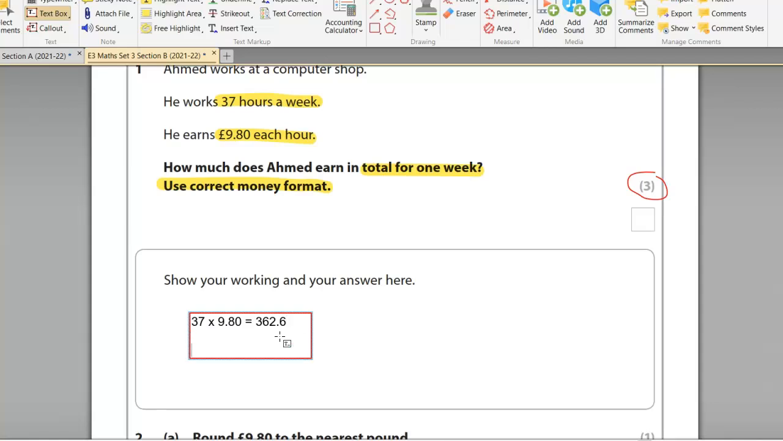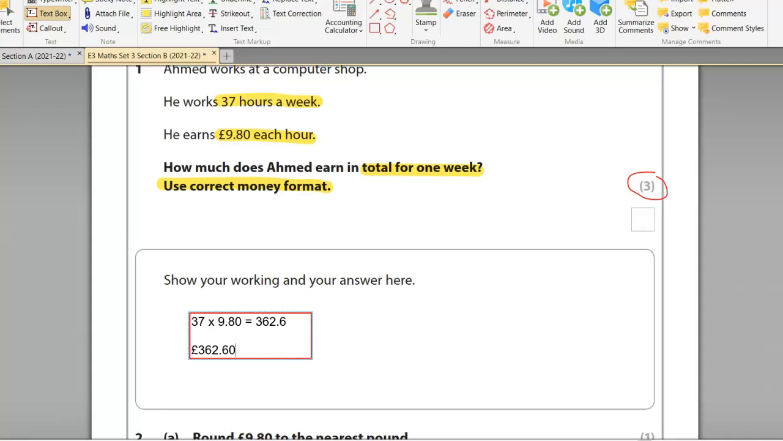362.6. Now, in money terms, £362.6 is going to be £362.60. So that is the answer they want to see, £362.60. They want to see that pound sign and they really want to see the 0 after the 6.